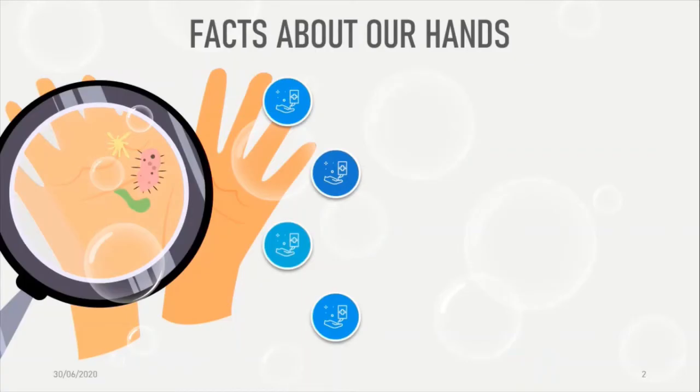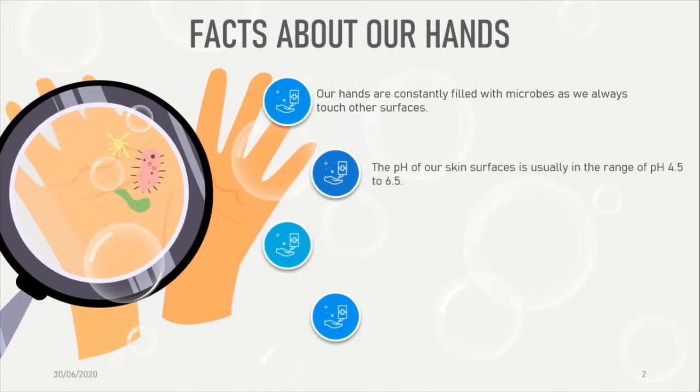First, you should learn and understand about your hand. Our hands are constantly filled with microbes as we always touch other surfaces. Thus, there is a need to have good hand hygiene practice. The pH of our skin surface is usually in the range of pH 4.5 to 6.5. Thus, remember to choose your product within this range to avoid skin irritation.